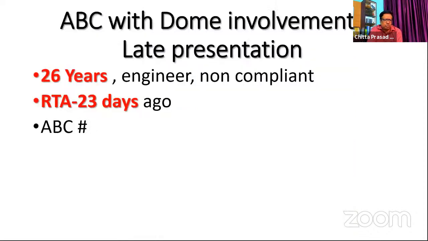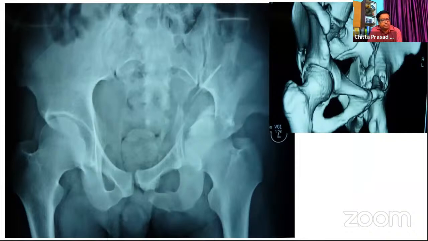So, ABC with dome involvement, a late presentation. An engineer who is 26 years old came after 3 weeks. This is how he came.